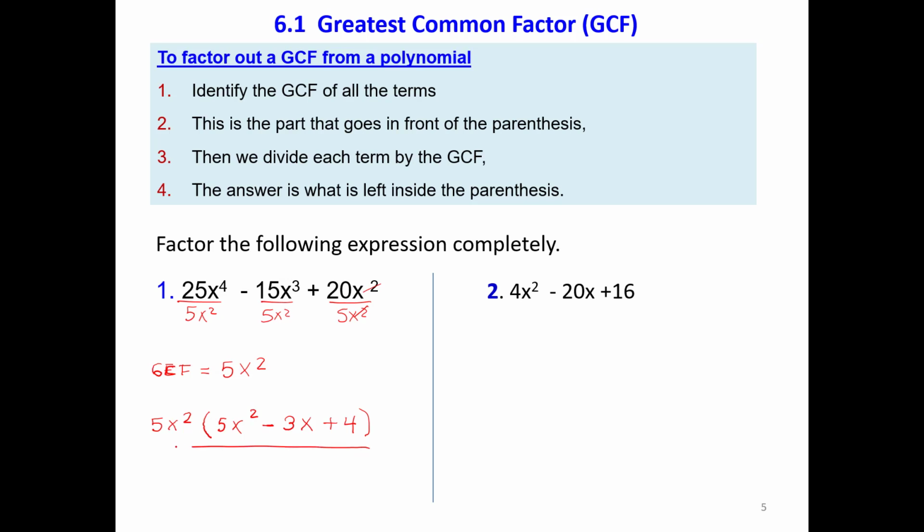And this is the factorization of this trinomial. Yes, and again you can double check if your answer is right. 5 times 5 is 25, x to the second times x to the second, x to the 4. 5 times 3 is negative 15, x to the second times x to the third. 5 times 4 is 20, 20, x to the second. That is right.